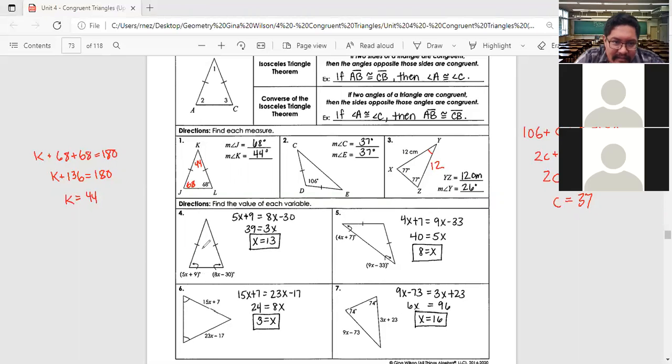Anyway, that means we have two identical sides, legs, and the angles across from them, the base angles, would be the same also. So if we know the base angles are the same, what we're going to do is set them equal to each other. 5x plus 9 equals 8x minus 30.